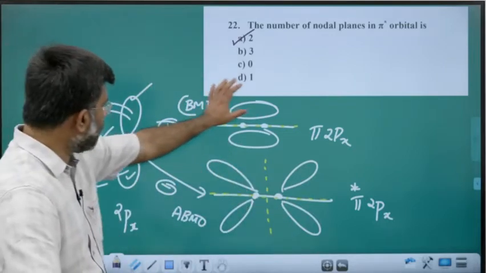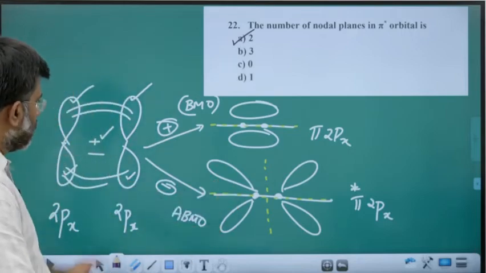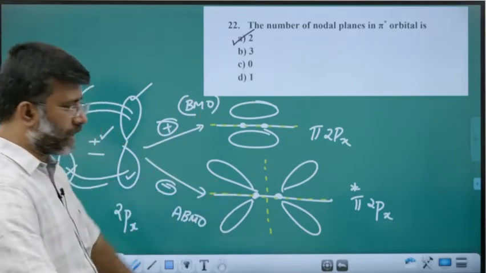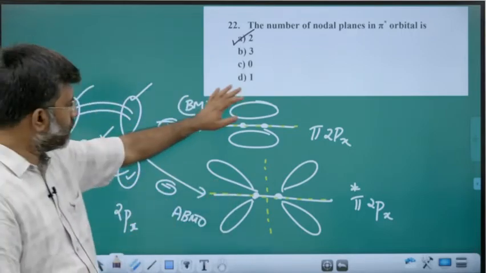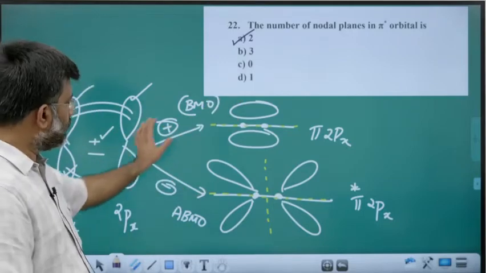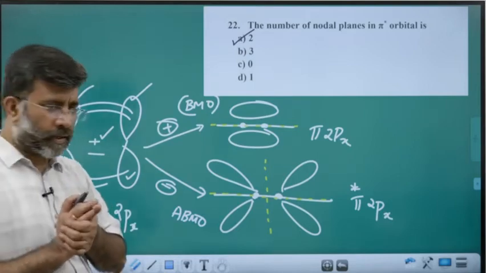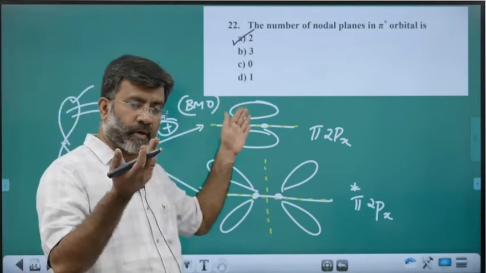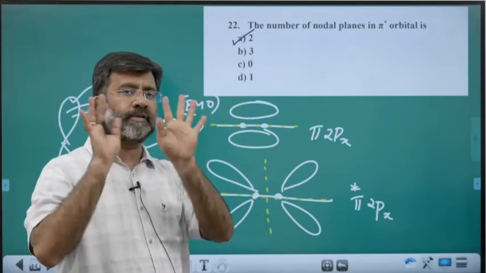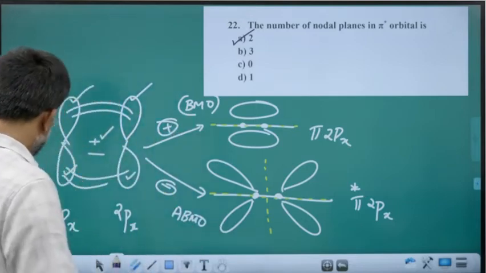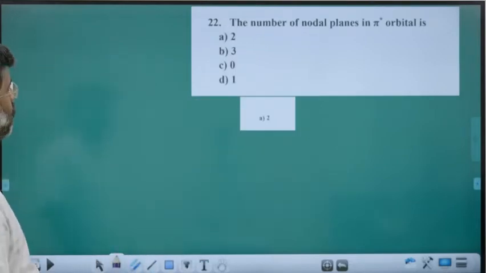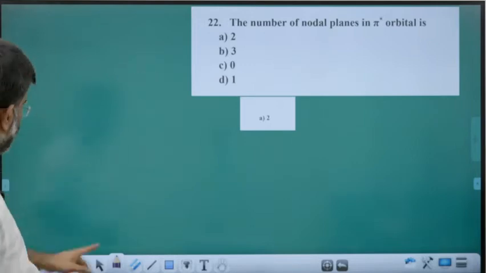This is additive and this is subtractive. This is constructive, this is destructive. This is stabilizing, this is destabilizing. This is lower energy, this is higher energy. All of you know that. Electron added here will stabilize the molecule. Electron added here will destabilize the molecule. That's it. A. Next.